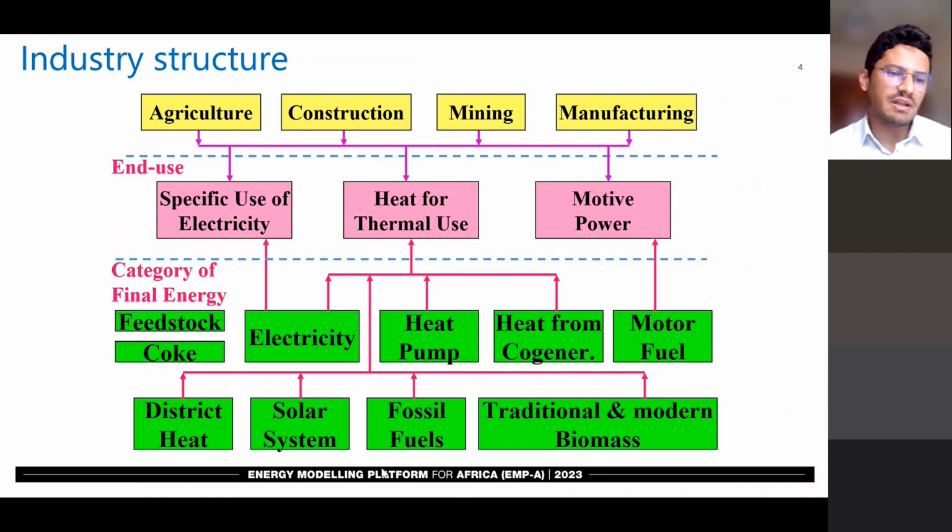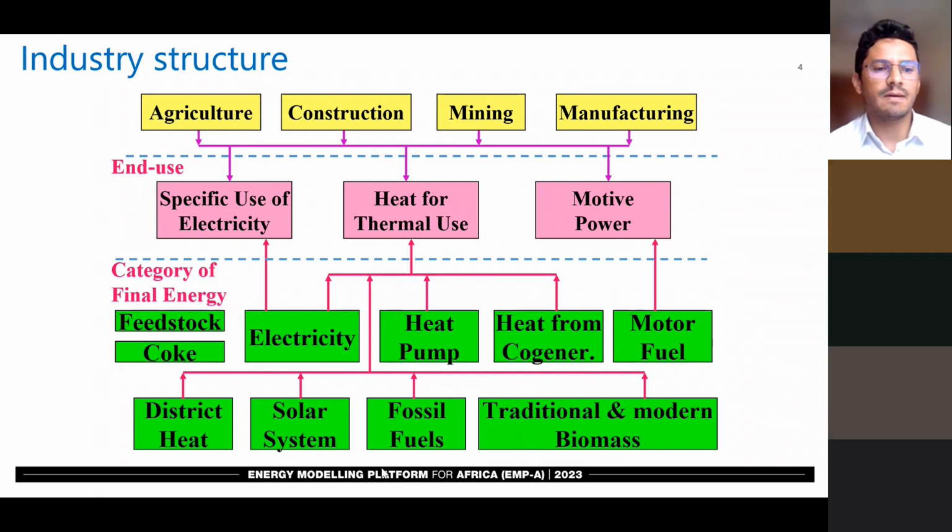And we have two additional categories in this final energy. You can see them on the left side. We have feedstock and coke. This is for non-energy use, and this is only relevant for manufacturing. I will come to this in more detail in the next slide. So this is the general scheme of how everything is structured regarding industry.